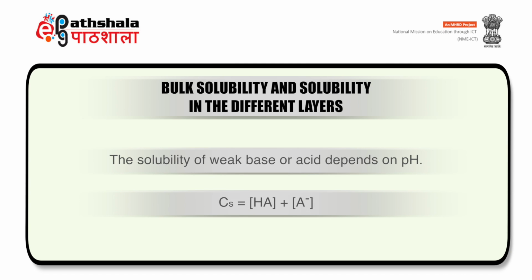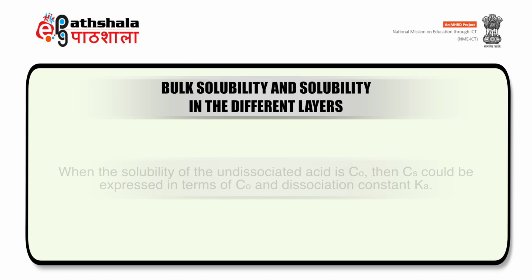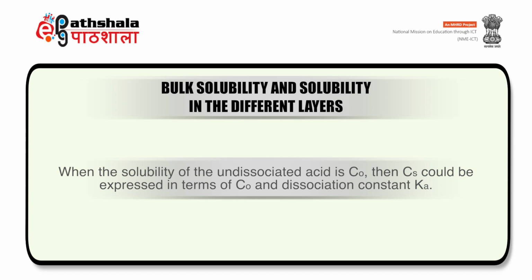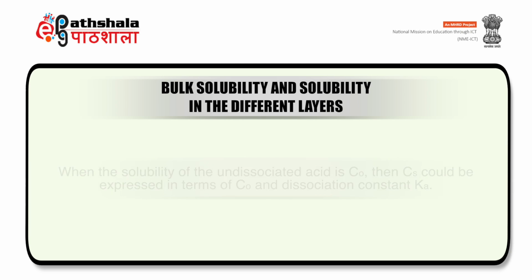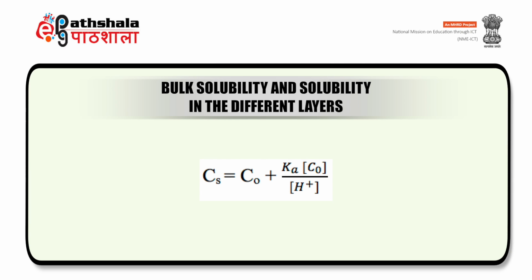For weak acids, the saturation solubility, which is denoted as Cs, is given by the equation Cs = HA + A-, where HA is the solubility of the unionized form of the drug and A- is the solubility of the ionized form of the drug. When the solubility of the undissociated acid is C0, then Cs could be expressed in terms of C0 and the dissociation constant Ka. Then the equation becomes Cs = C0 + Ka C0 / [H+].